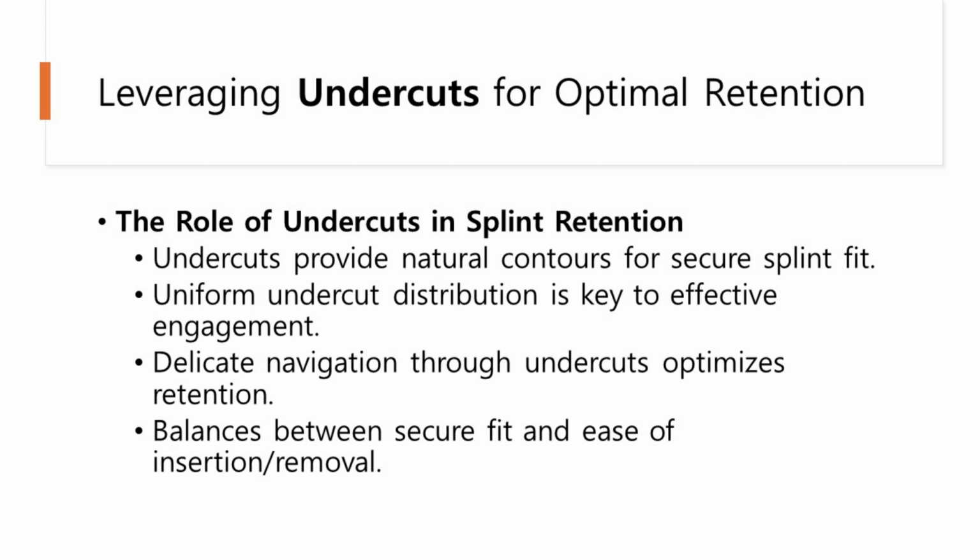Undercuts in dental anatomy are critical for the retention of dental splints. They offer natural contours that allow the splint to fit securely around the teeth. The goal in splint design is to achieve a uniform distribution of undercuts. This uniformity ensures the splint engages with the teeth effectively, providing optimal retention without causing patient discomfort.